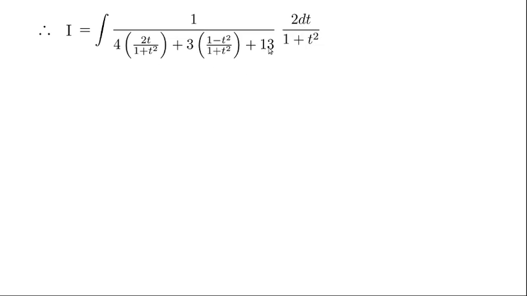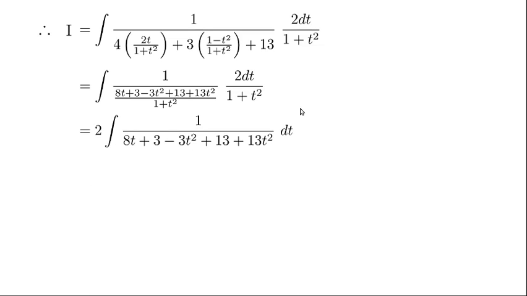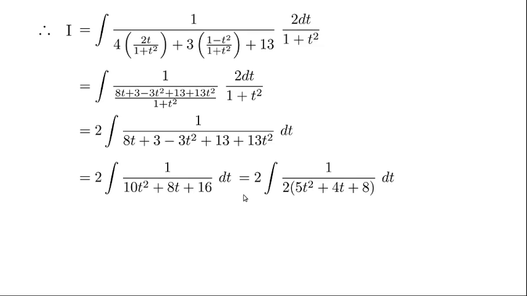So when you take LCM, the rest will be same. This will be 3 minus 3t square, and this will be 13 plus 13t square. So we get integration of 1 upon 8t plus 3 minus 3t square plus 13 plus 13t square, upon 1 plus t square. So these two 1 plus t square get cancelled and 2 goes out, and we get 10t square plus 8t plus 16. So 2 is taken out and cancels the 2 outside, and now 5 is taken out.